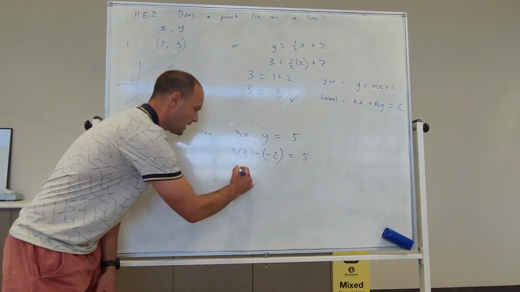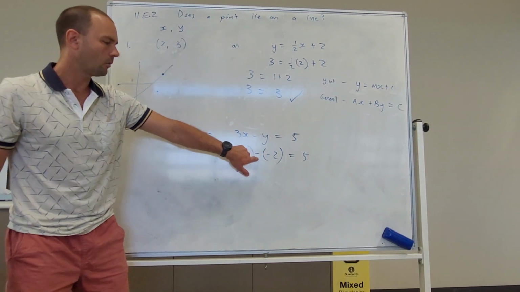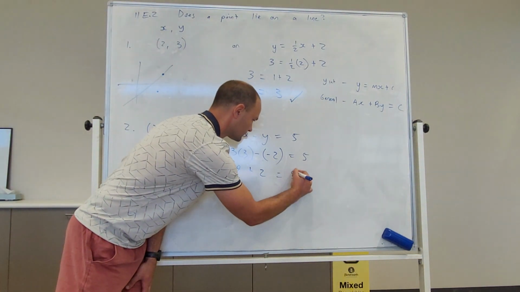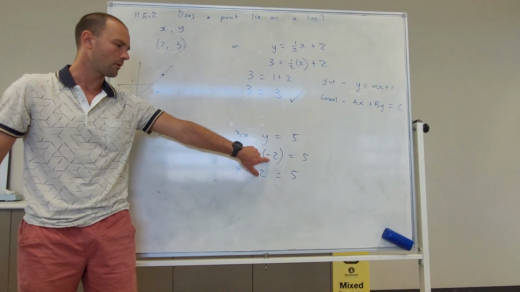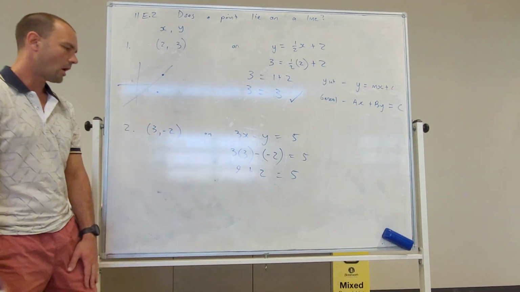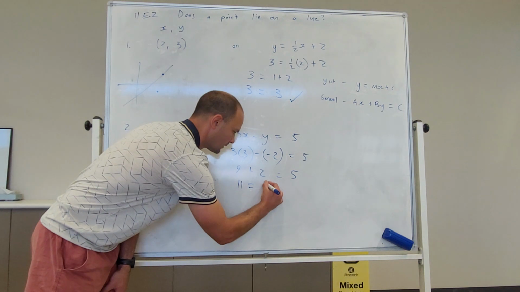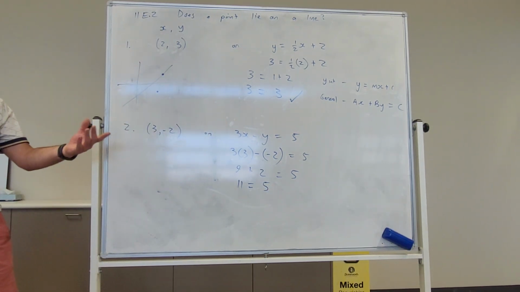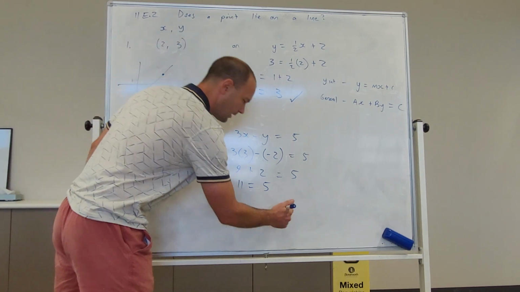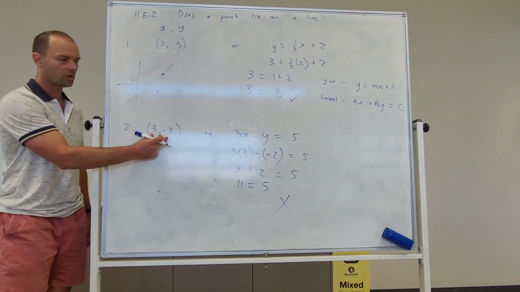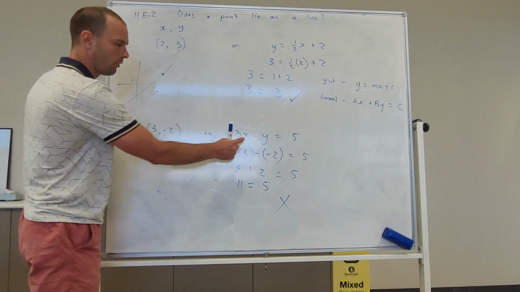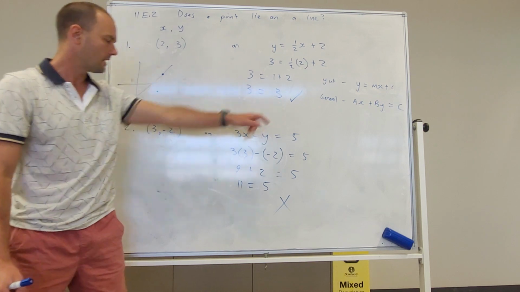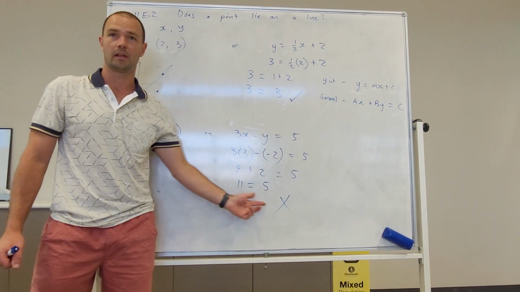And then let's process this. 3 times 3 is 9. Then we have take away negative 2. That becomes plus 2. When you have two negatives next to each other, they become a positive. 9 plus 2 is 11. Now, is it true that 11 is equal to 5? No, they are not the same number. Therefore, this coordinate does not lie on this line. Here it does because both sides are the same. Here it doesn't because they are not equal.